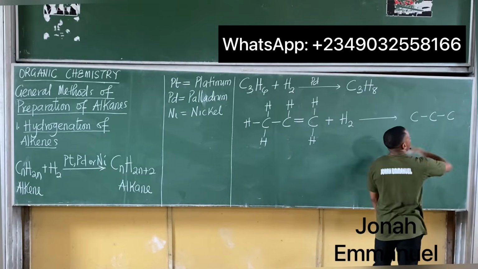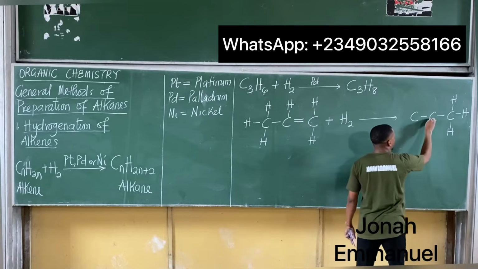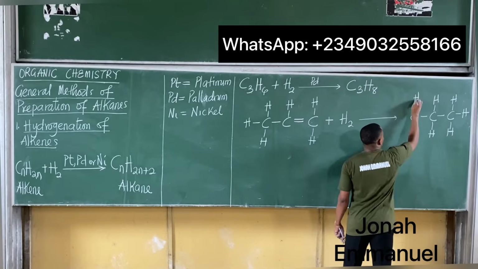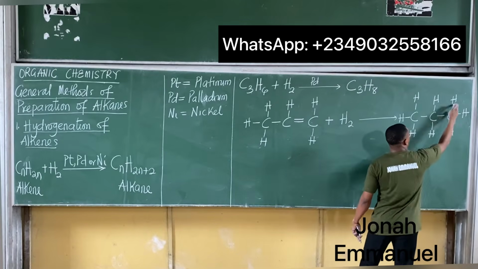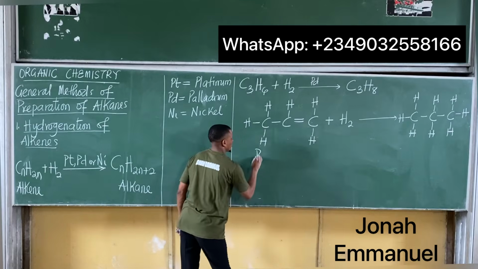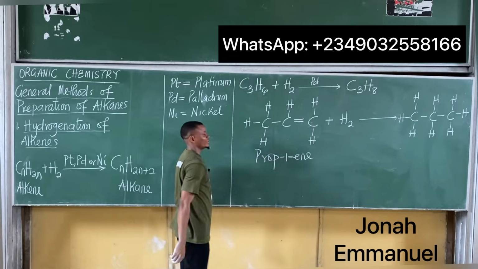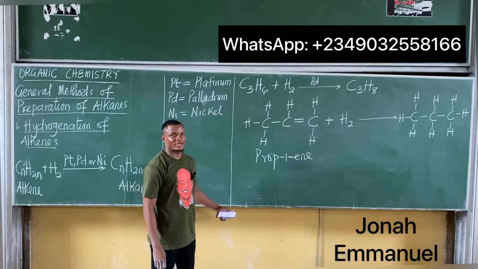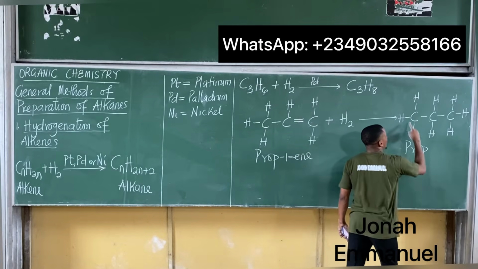It's an alkane now, so single bonds. Balance it up. C 1, 2, 3. H 1, 2, 3, 4, 5, 6, 7, 8. It's correct. This one here is propene, or prop-1-ene. There can be no prop-2-ene. I'll tell you why. This one now becomes 1, 2, 3. Propane.